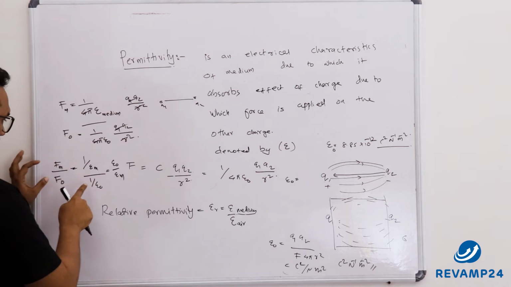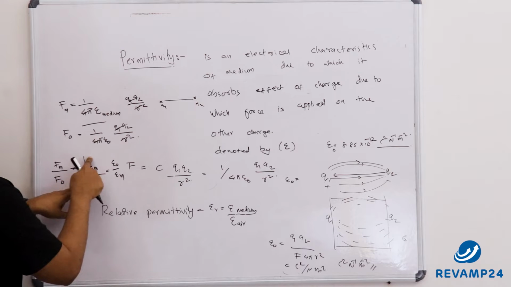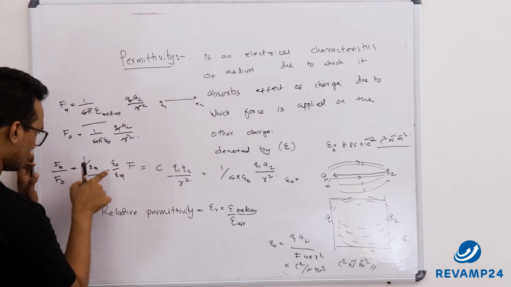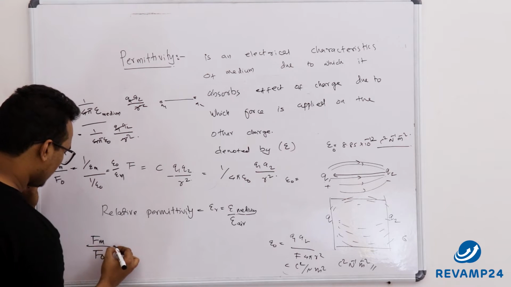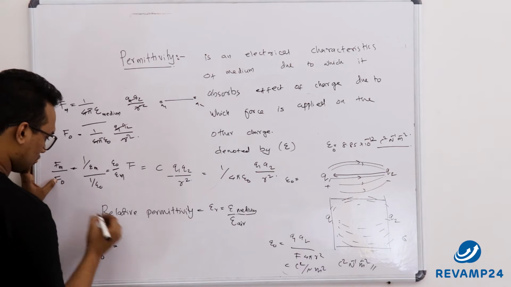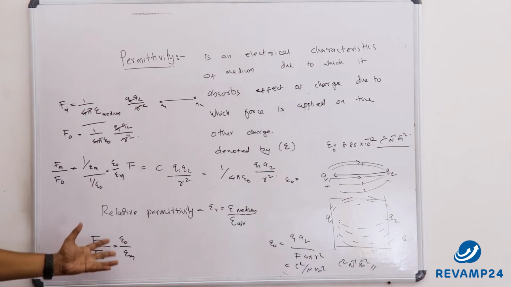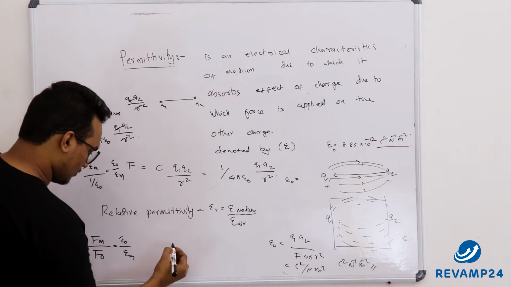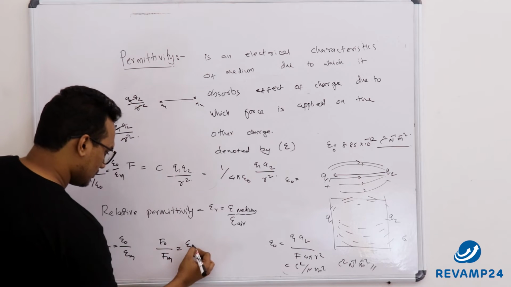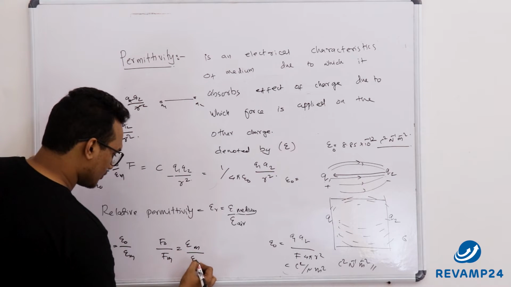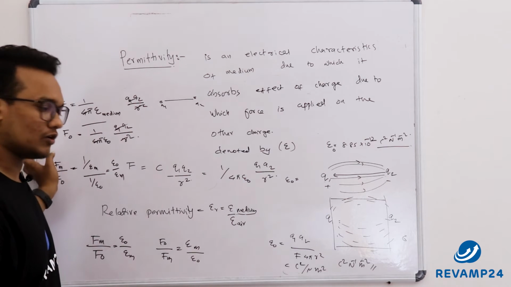So this is 1 by epsilon m, this is 1 by epsilon 0, epsilon 0 will come to the numerator and epsilon m will be there. So force in medium divided by force in air or vacuum, free space here, is equal to epsilon 0 divided by epsilon m. Just find the inverse of this equation, that is f0 divided by fm is equal to epsilon m divided by epsilon 0. Why have I kept it in this way? So that I will have epsilon 0 in the denominator.